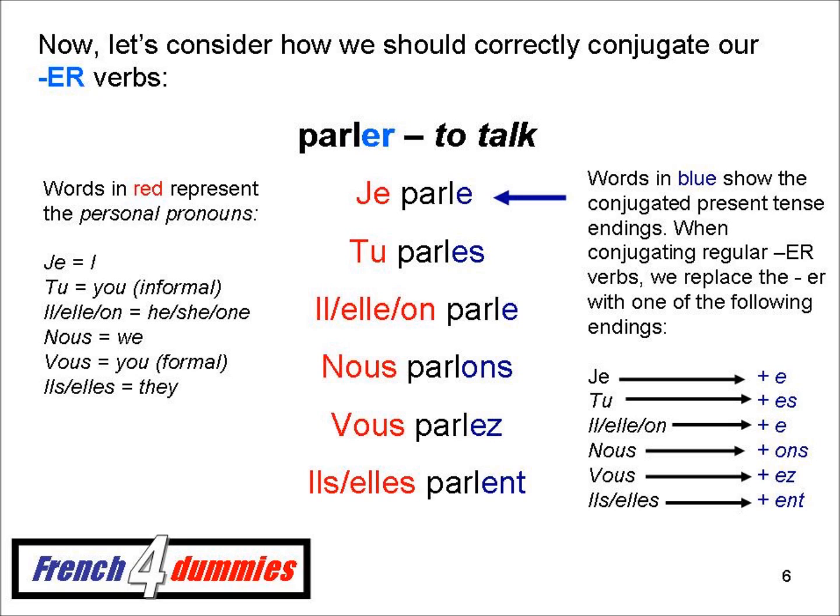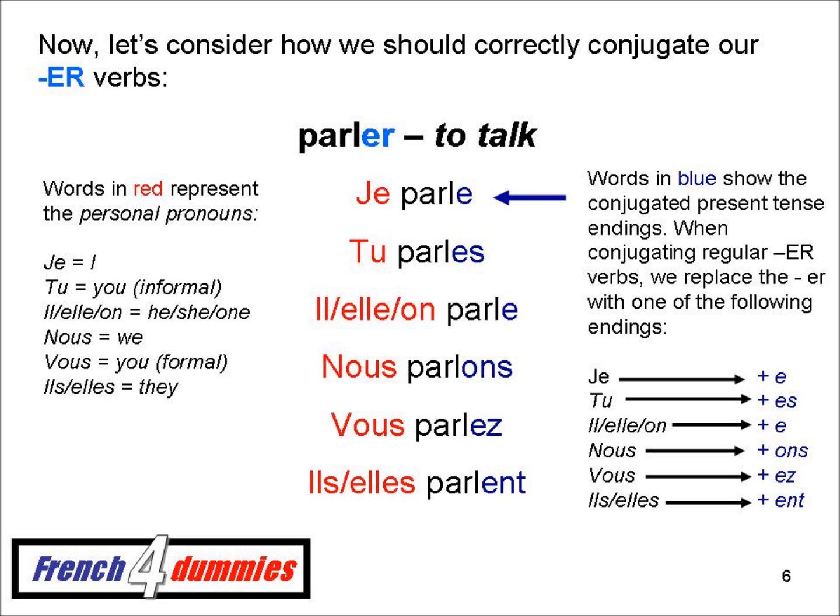So, je is I, tu is you, il, elle or on is he, she or one, nous is we, vous is you when you're talking formally to somebody, and ils or elles in the plural sense means they.